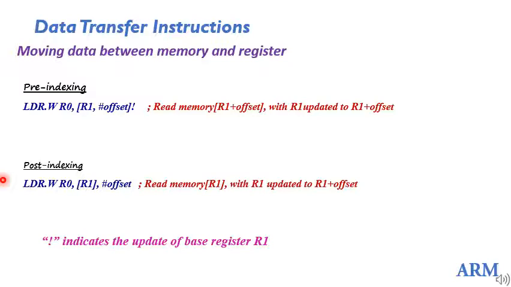So here I have LDR.W R0 comma in brackets R1 comma hash offset and an exclamation mark. We'll see what this exclamation mark is a little later. As I have already told, LDR stands for load register, and .W here is going to take into consideration the 32-bit instruction.